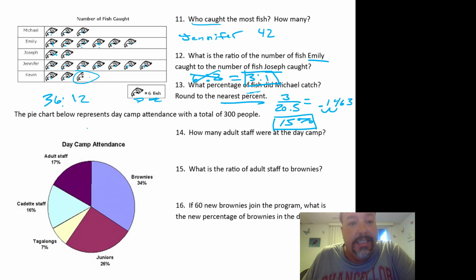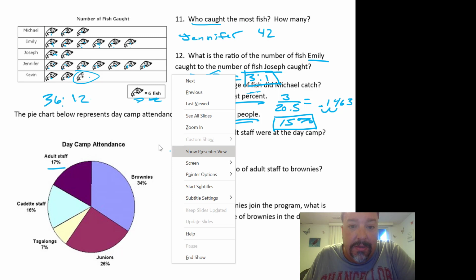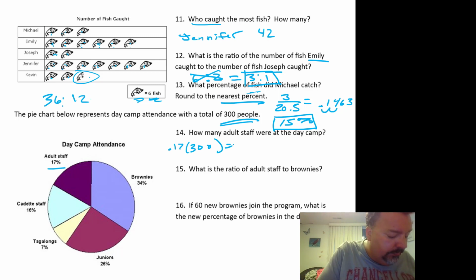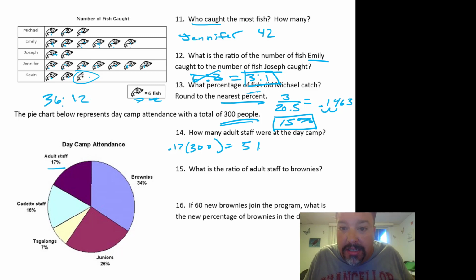Okay, for question 14, it says, how many adult staff were at the day camp? And it tells us that there were 300 people. Now, again, when you take the actual quiz, I'm going to change that number. So it's not going to be 300, so it's going to make these questions a little bit different. How many adult staff were at the camp? Well, if we look here, it's 17% of the total. So we've got 17% of 300. That means we're going to take 0.17 and multiply by 300. And what does that give us? That's going to give us 51 adult staff.